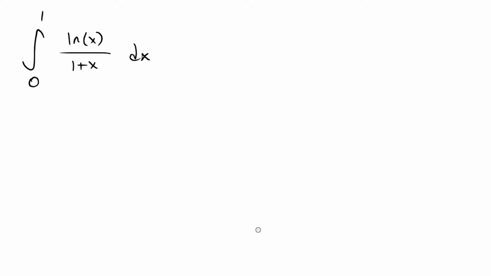Hi guys, today I'm going to prove something really cool for you. See this integral here, from 0 to 1 of ln x divided by 1 plus x dx. Well, it turns out that this is actually equal to negative pi squared over 12. And I'll walk through this with you and show you exactly how you can get this.